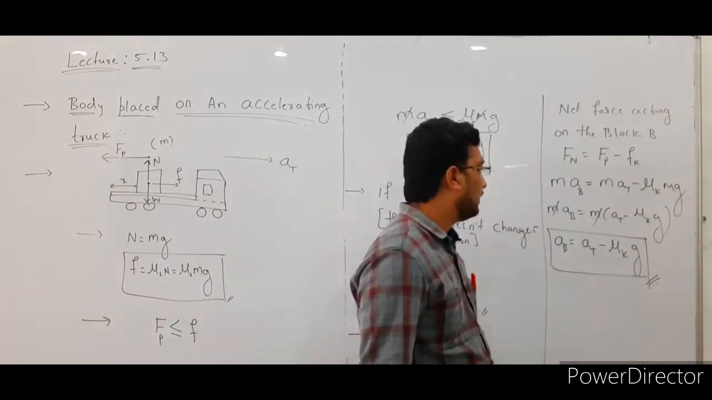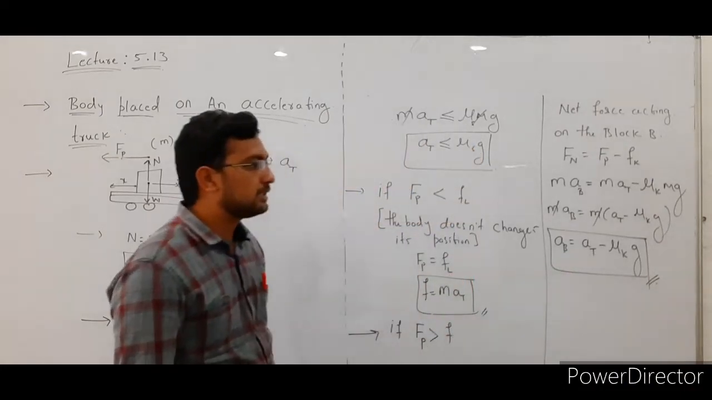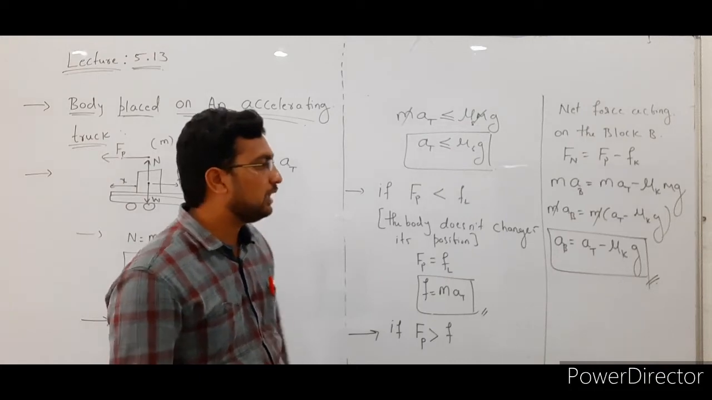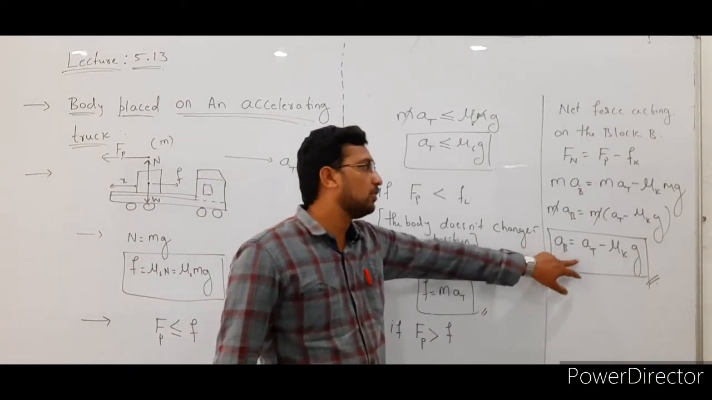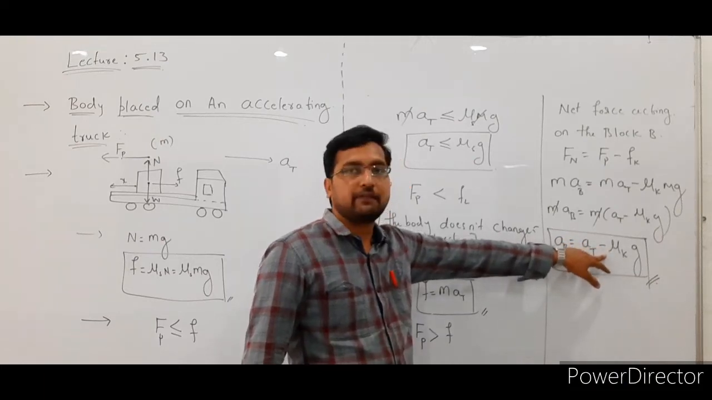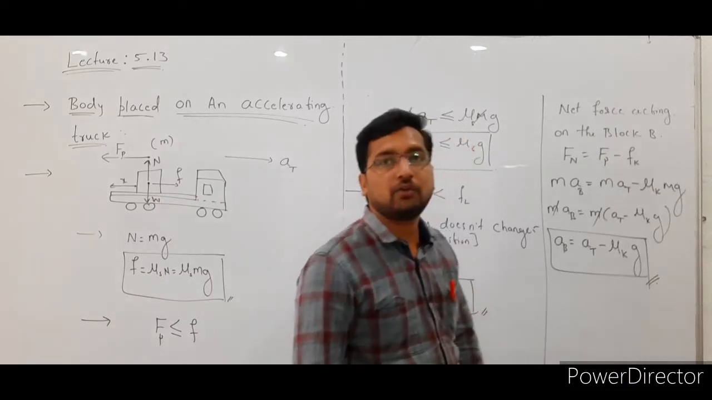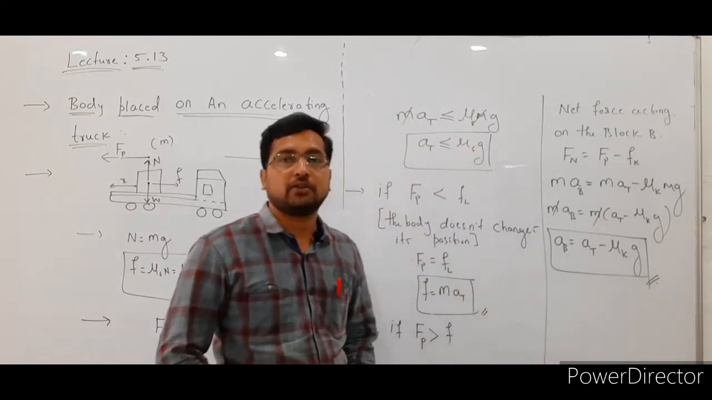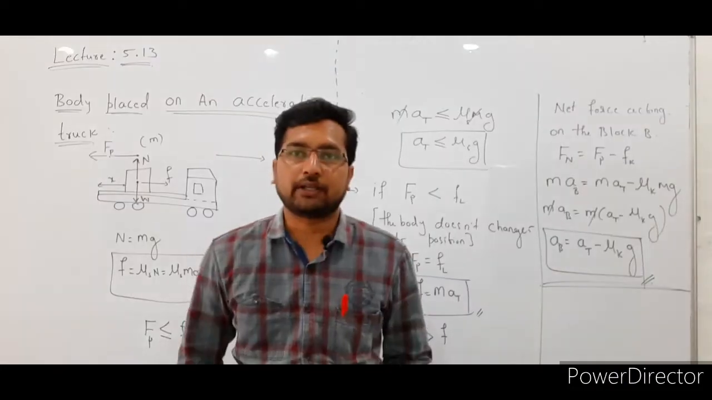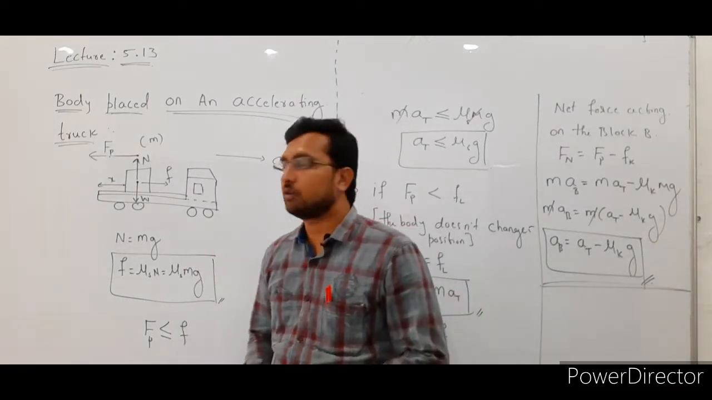Here take m common, so then the acceleration of the block is equal to a_t minus mu_k into g. Here, acceleration of the block is equal to acceleration of the truck minus coefficient of kinetic friction between the block and the surface of the truck into acceleration due to gravity. Next we are going to find out the time taken by the block to cover this x distance.